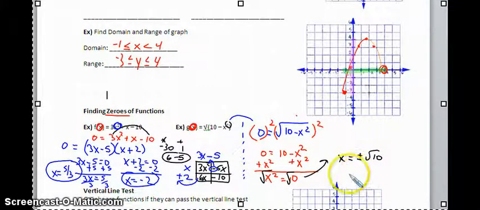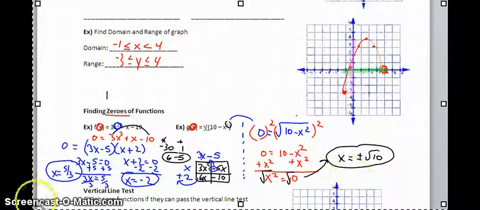Usually where students will make a mistake on a problem like this is they will forget the plus or minus. Again, when you're solving an equation and you have to take the square root of the equation, make sure you consider both the positive and the negative answer. So the answer to this one would be plus or minus the square root of 10.